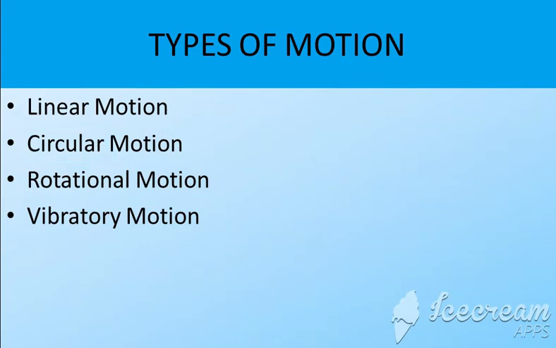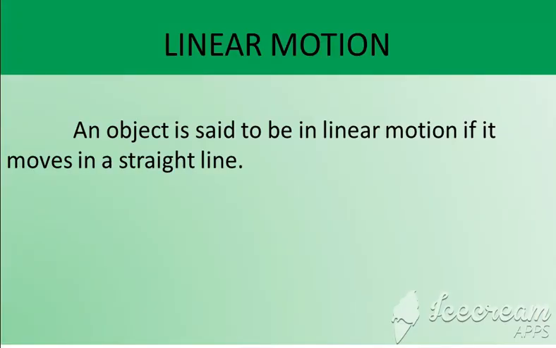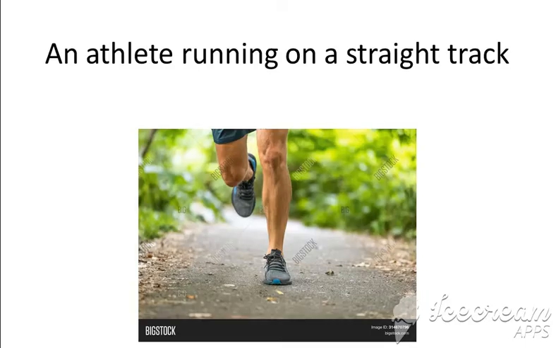Okay. So first we have linear motion. An object is said to be in linear motion if it moves in a straight line. As I told you already, if any object is moving in a straight line, that is said to be in linear motion. An example is an athlete running on a straight track.